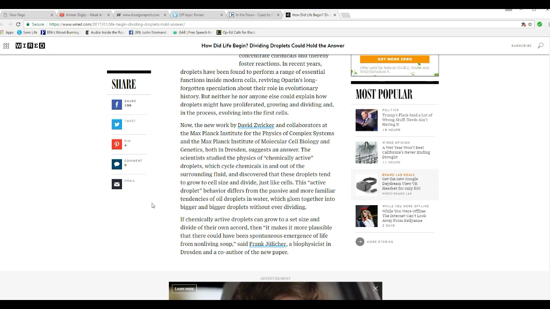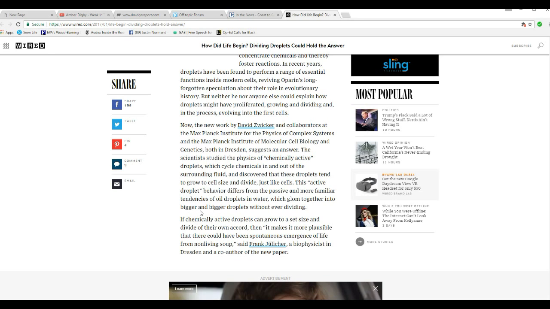Now, new work by David Zwicker and collaborators at the Max Planck Institute for the Physics of Complex Systems and the Max Planck Institute of Molecular Cell Biology and Genetics, both in Dresden, suggests an answer. The scientists studied the physics of chemically active droplets, which cycle chemicals in and out of the surrounding fluid, and discovered that these droplets tend to grow in size and divide, just like cells. This active droplet behavior differs from the passive, more familiar tendencies of oil droplets in water, which clump together in bigger droplets without ever dividing.